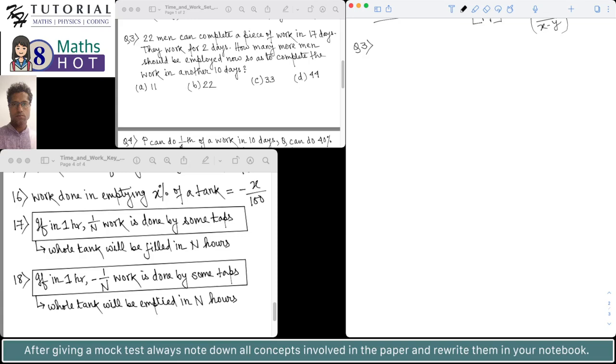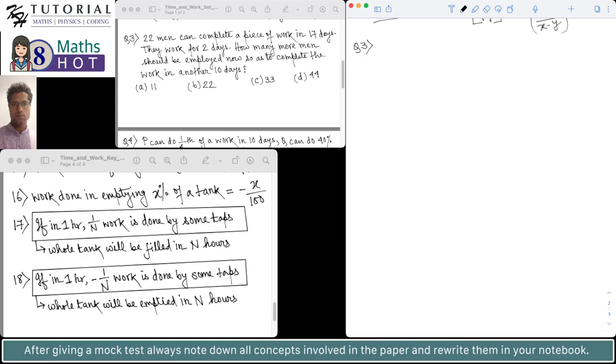So, the whole work will be done in 12 days, 10 plus 2, 12 days. Now, for the first 2 days, the 22 men were working, and it is asking for the remaining 10 days. Definitely, for the remaining 10 days, more than 22 men will be required to complete the work, and it is asking how many more men should be employed. Let's find out now.